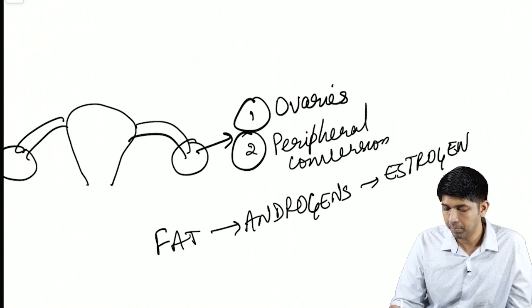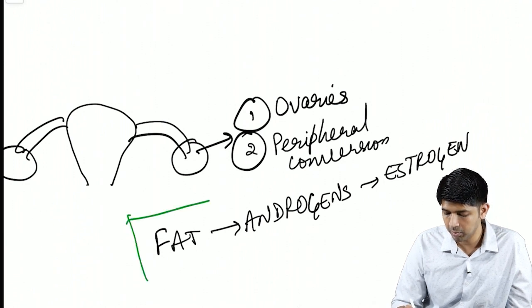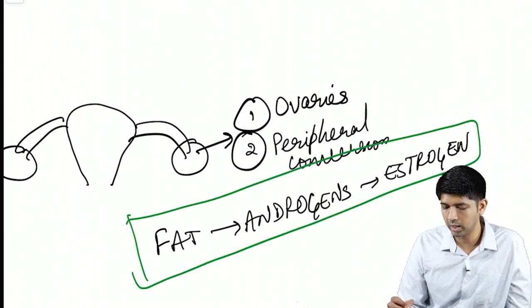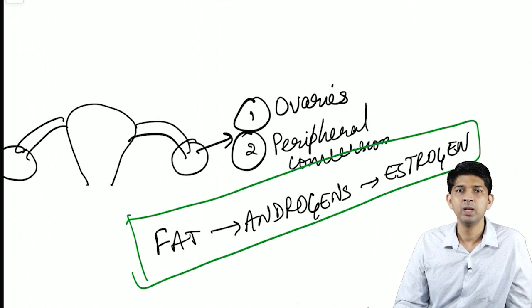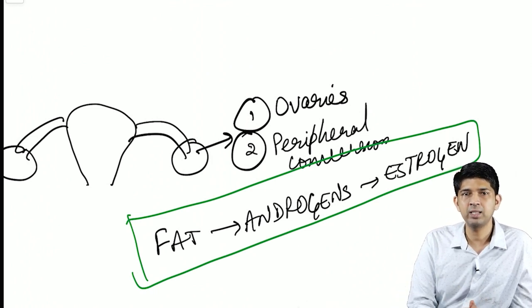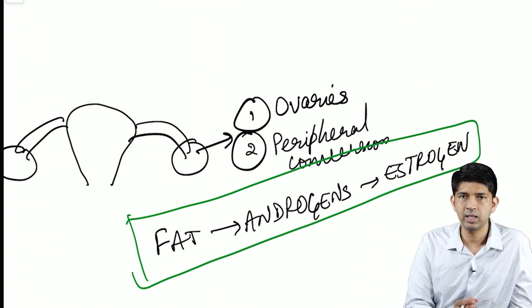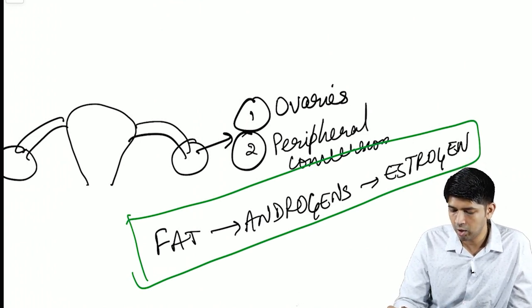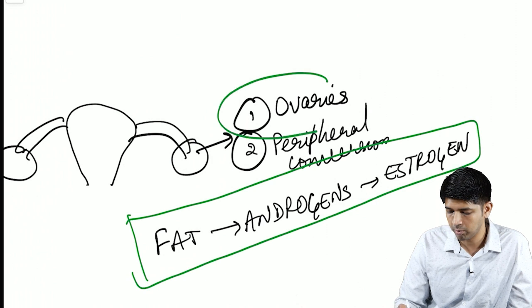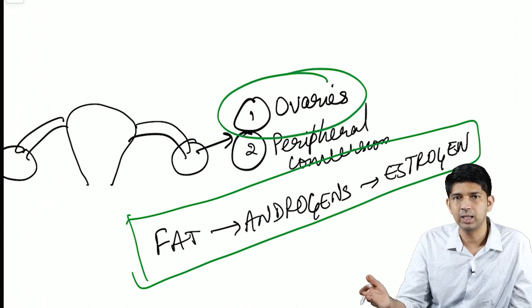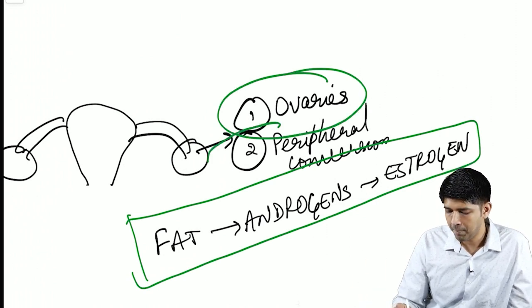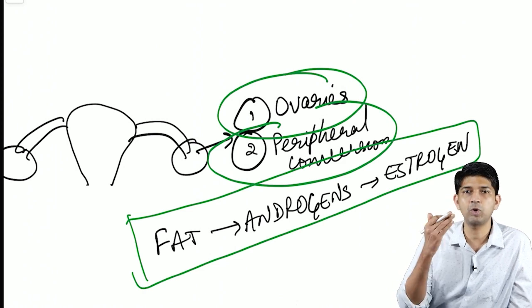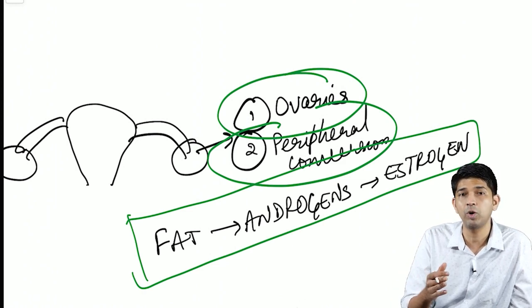Now this is a very important concept. You need to understand this because when it comes to management of hormonal therapy, this plays a very vital role. So when a patient is during her reproductive phase, that is when she is menstruating, from menarche to menopause, the major contribution of the estrogen is from the ovaries. And after that, that is after menopause, it is the peripheral conversion which is the major contributor of estrogen.